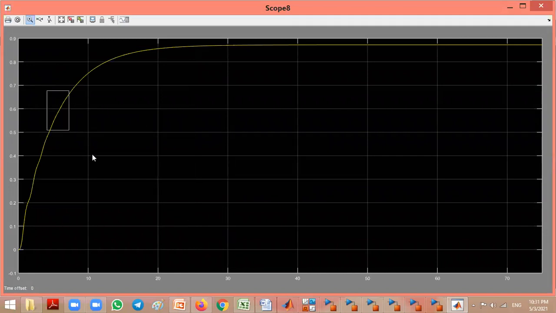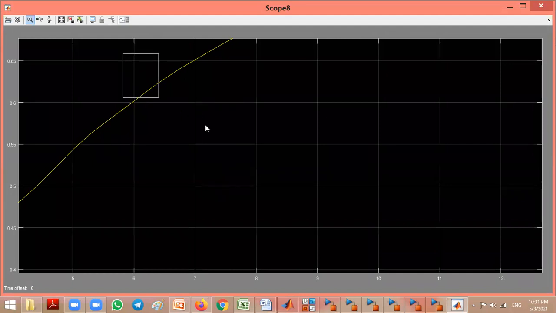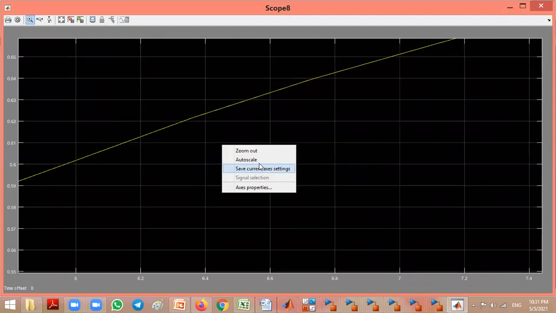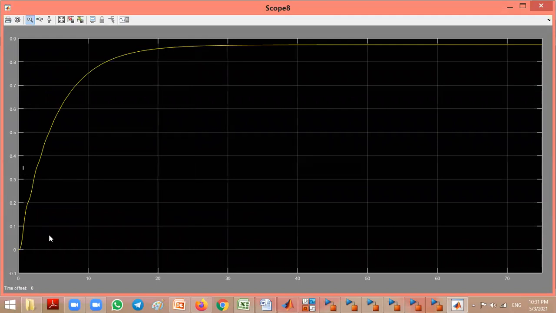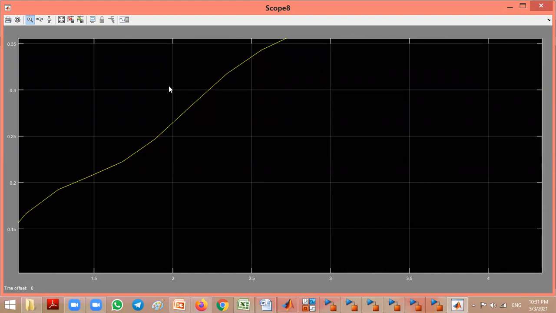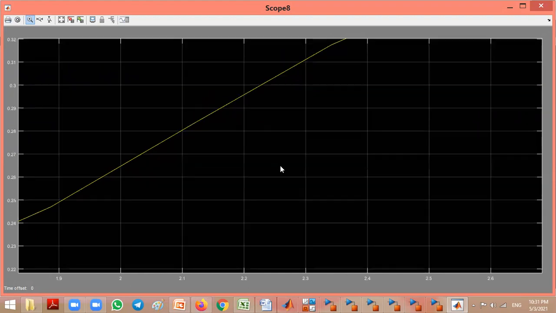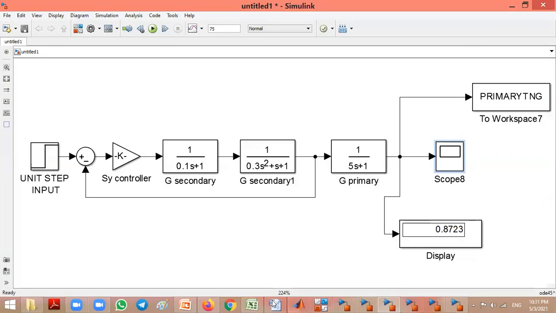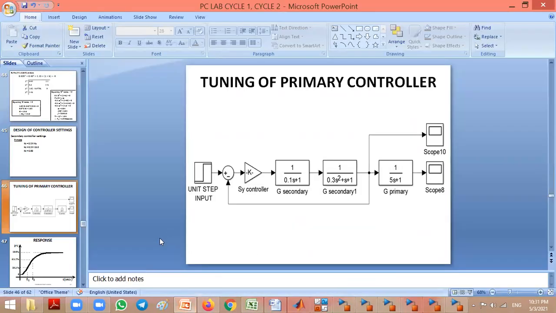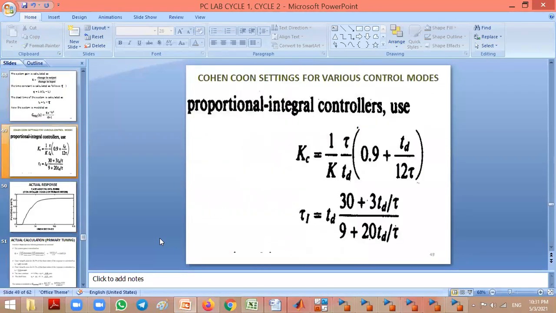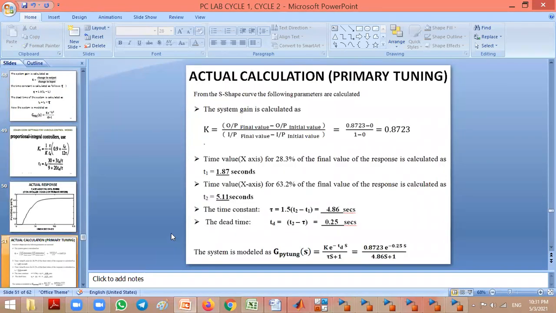Again you do it for the 6.632 value, and after that you do it for 0.283. You find the values, and then you calculate the gains. See here, I have shown 0.8723 minus 0 divided by 1 minus 0, in the output calculation. That is the thing.